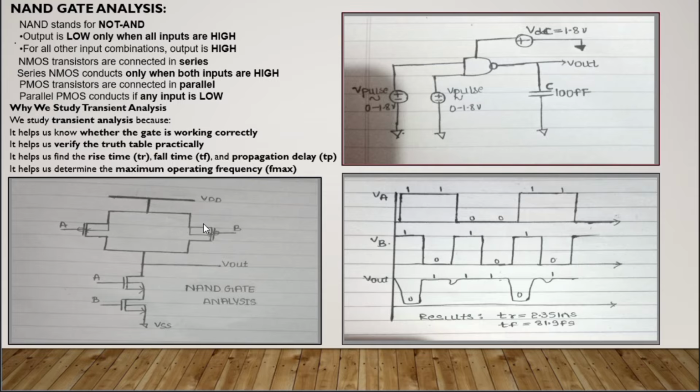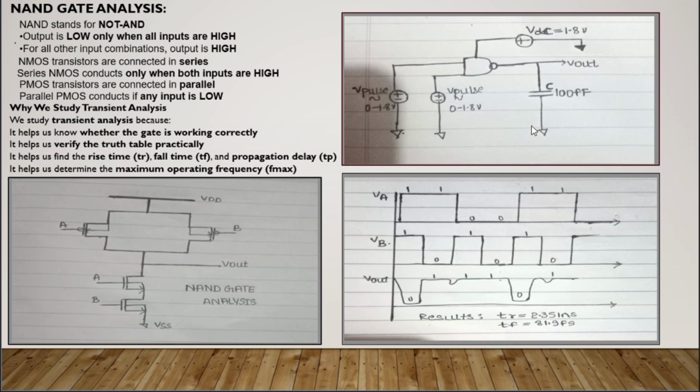So this is the design of a NAND gate where the two PMOSs are parallel to each other and the body of that is connected to the higher voltage, that is VDD, and the two NMOSs are connected in series and the body is connected to the lower voltage, that is VSS.